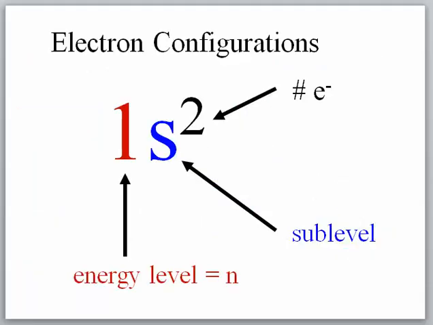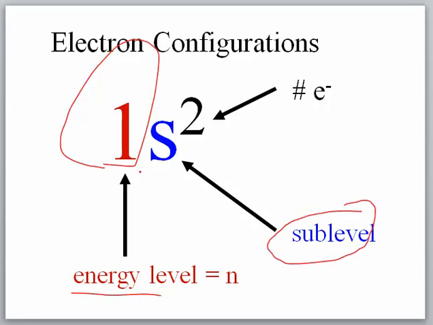So when you write an electron configuration, you are writing the number, which tells you the energy level. Okay? The sublevel is written next, and the number of electrons as a superscript.